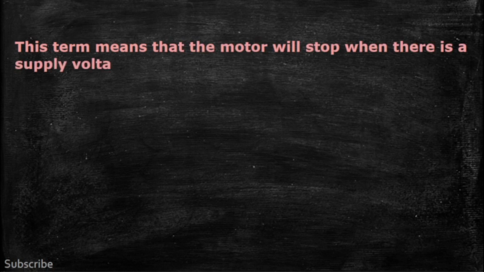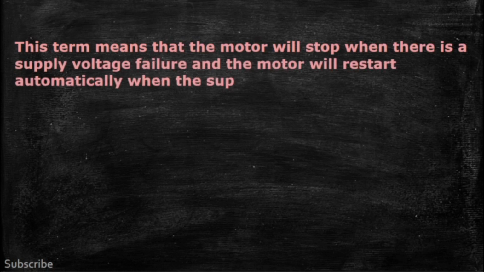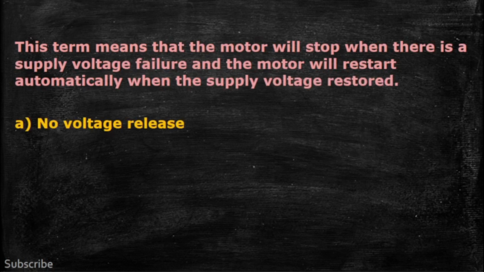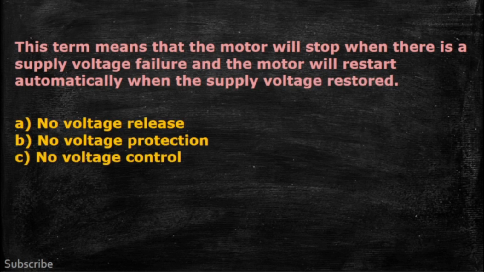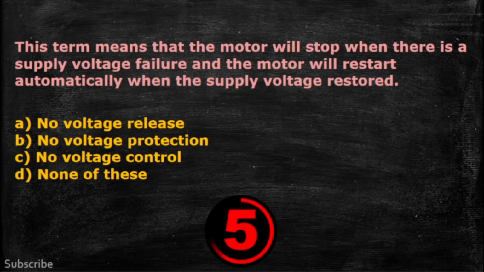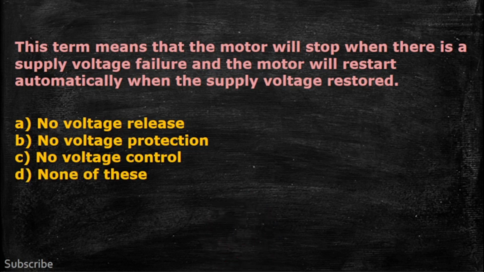Question number 2. This term means that the motor will stop when there is a supply voltage failure and the motor will restart automatically when the supply voltage is restored. A. No voltage release. B. No voltage protection. C. No voltage control. D. None of these. The correct answer is letter A. No voltage release.